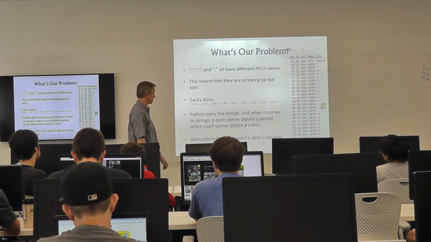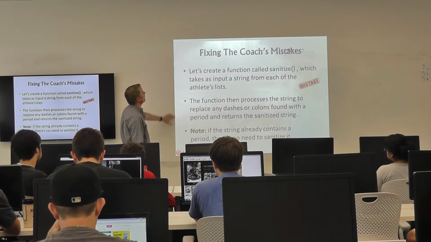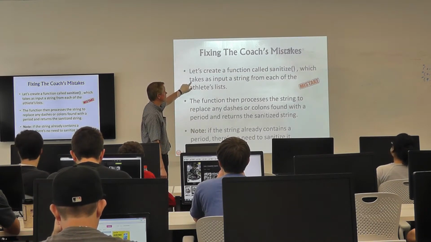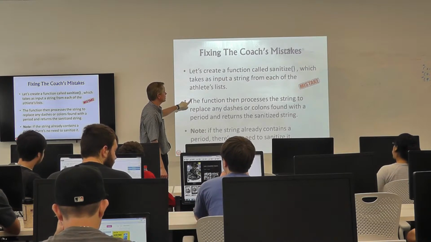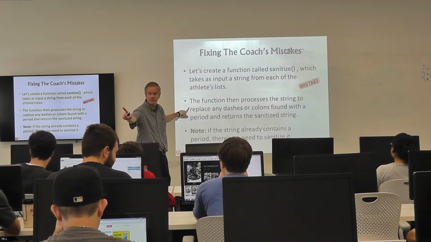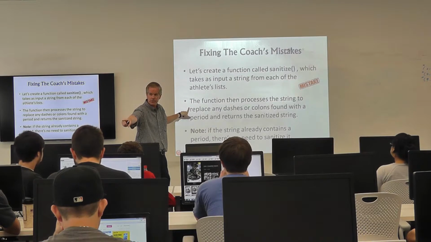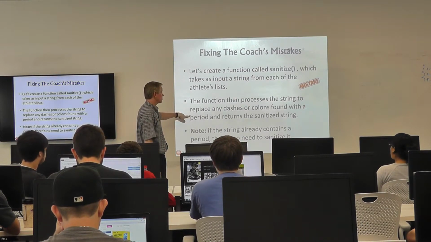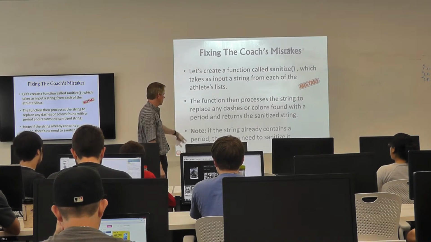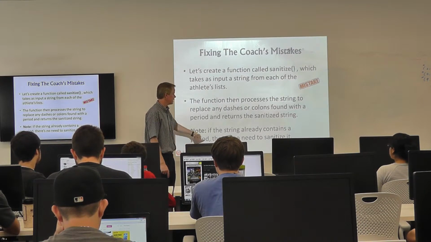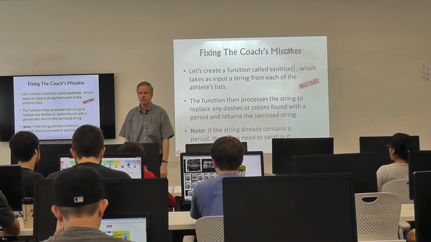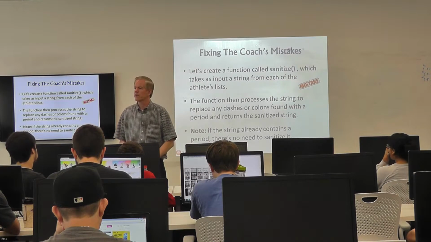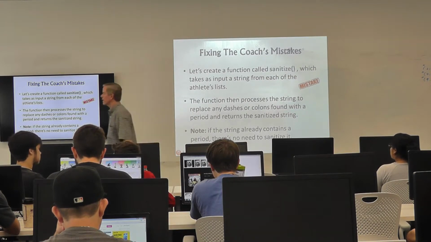Non-uniformity is causing us problems. All right, so let's create a function called sanitize, which will take as input a string from each one of the athletes' lists, and the function is then going to process the string to replace any of the bad characters with the good character. It sounds pretty good, right? And then it's going to return the good-looking string. If the string already contains a period, then there's no need to sanitize it. So we're going to standardize on a period. We can standardize on colons or dashes, but we've decided periods are where it's at. So let's give that a shot.